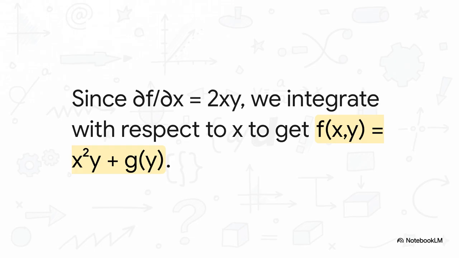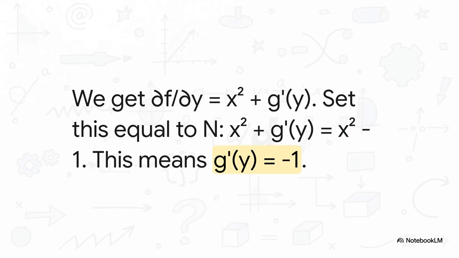But, and this is the crucial part, we have to add our constant of integration, which in this world could be any function that only has y's in it. So we add g of y. Okay, next move. We take that function we just built and differentiate it, but this time with respect to y. The derivative of x squared y is just x squared, and the derivative of g of y is just g prime of y.